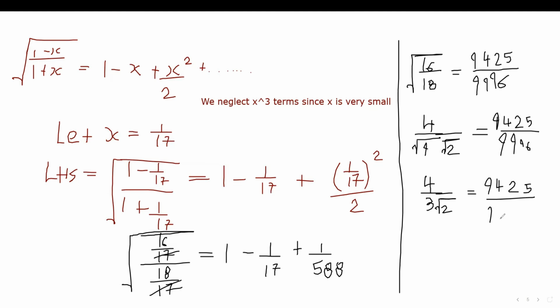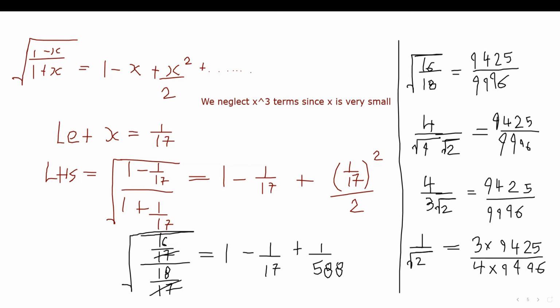So all we have to do is make root 2 the subject from here. It's a lot of work because we have to cross multiply with the 4, then multiply across the 3, then flip it. In other words, 1 over root 2 is equal to, cross multiply the 3, divide down the 4, 3 times 9425 over 4 times 9996. It's a lot of work, but yeah, we're good.